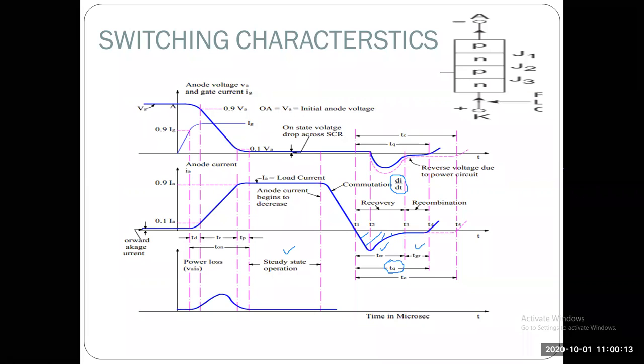On what parameters will this TRR depend? That means by varying some parameters, the TRR value will reduce. Obviously, with that reduction of the TRR value, the off time period will reduce. Since the dominant portion is TRR, reducing it reduces the off time period of the SCR. The TRR value mainly depends upon three factors.